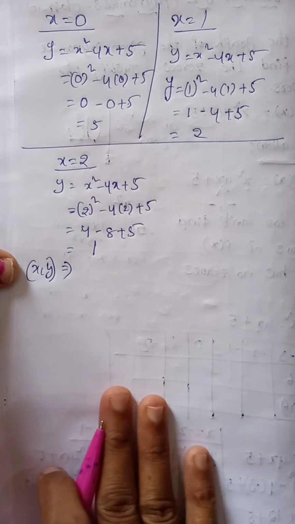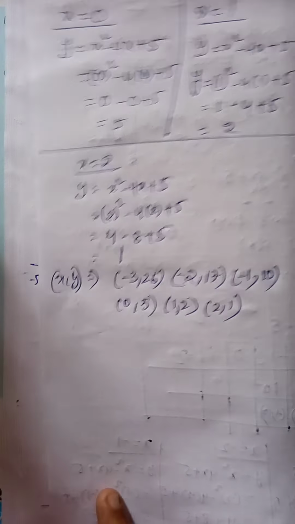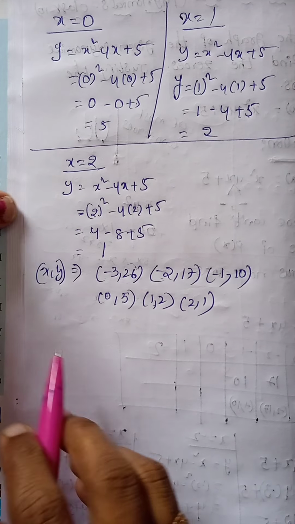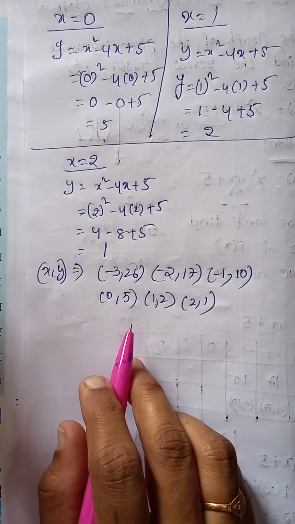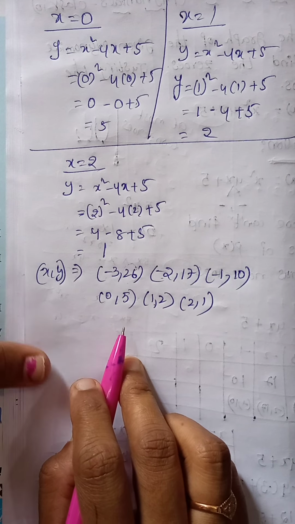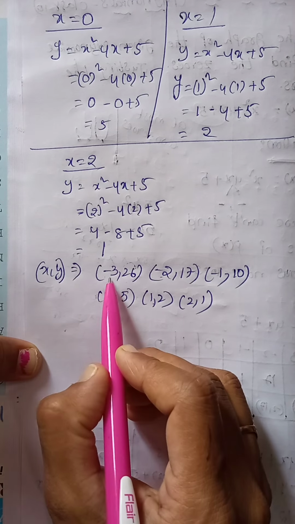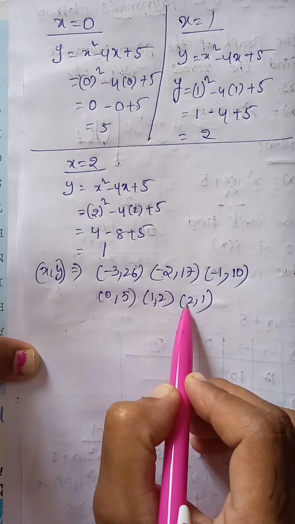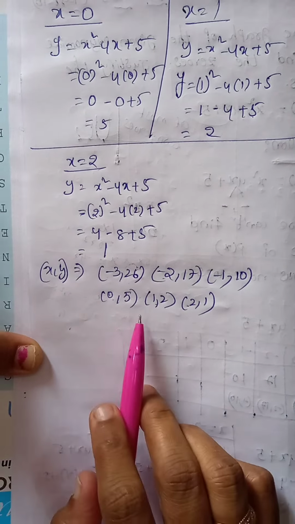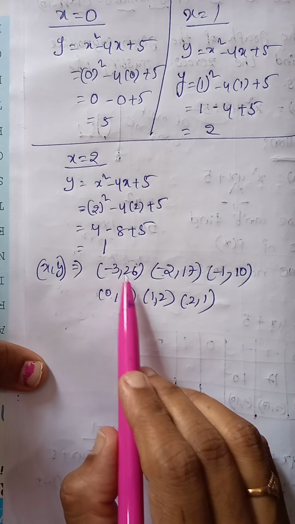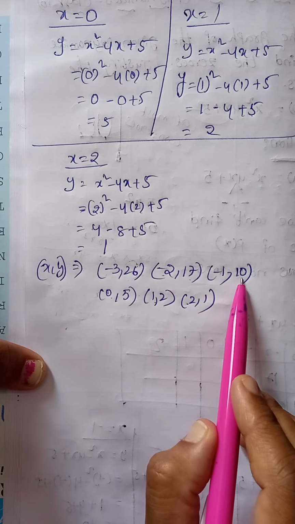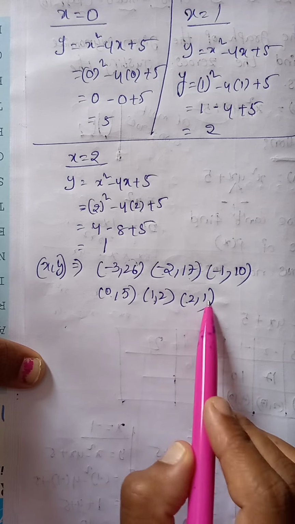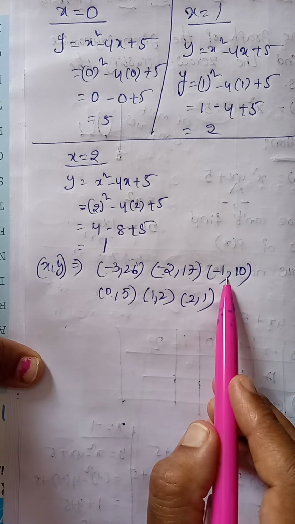So what are the values we have? Here I have written all the values of x and y to draw the graph. So write first the scale of the graph. If you see here, all the x values, minus 3, minus 2, minus 1, 0, 1, 2, are very small values. But if you see all the y values, 26, 17, 10, 5, 2, 1, 26, 17, 10 are some big values.